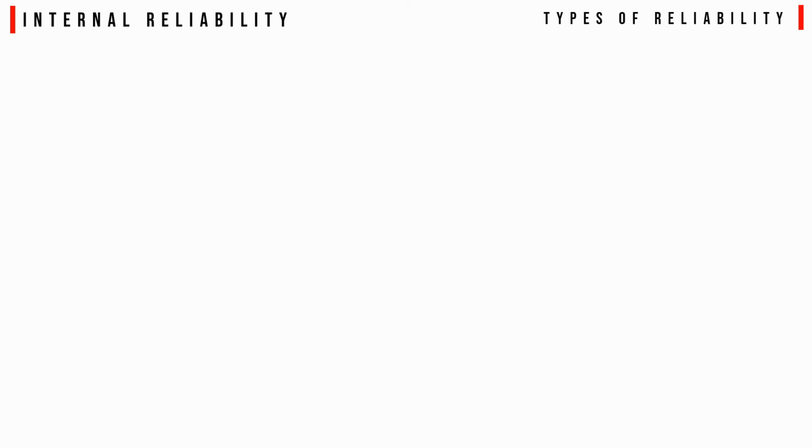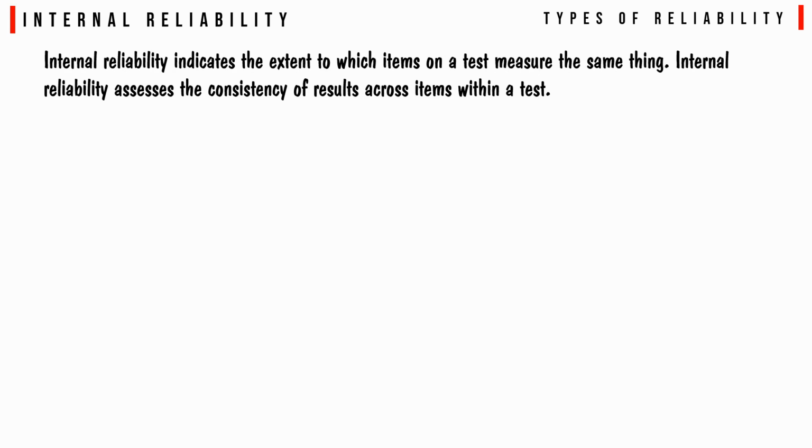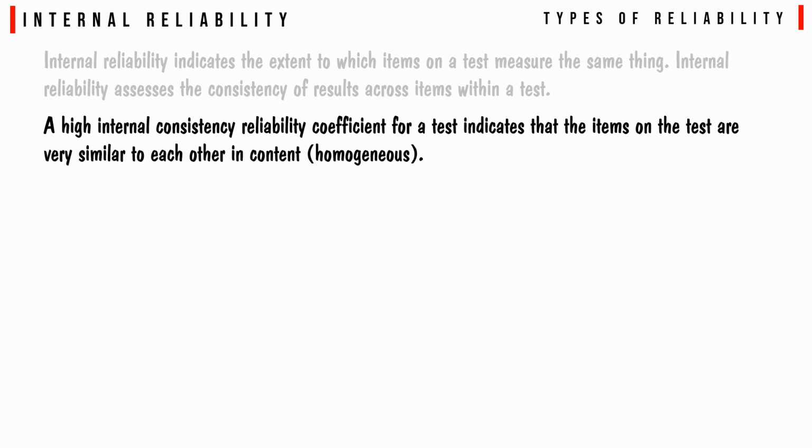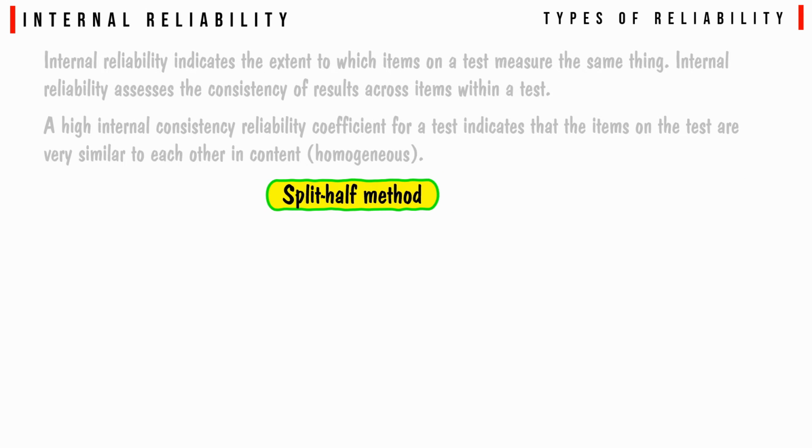There are basically two types of reliability. First is internal reliability and the second is external reliability. Internal reliability indicates the extent to which items on a test measure the same thing. Internal reliability assesses the consistency of results across items within a test. A high internal consistency reliability coefficient for a test indicates that the items on the test are very similar to each other in content, that is, homogeneous. The split half method is used to find the internal reliability of a test.